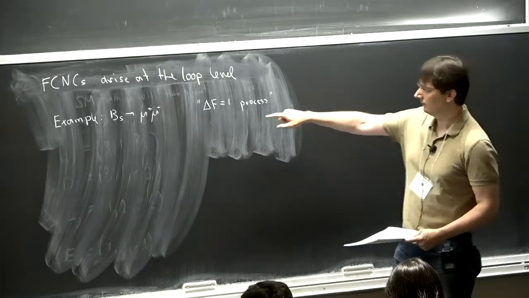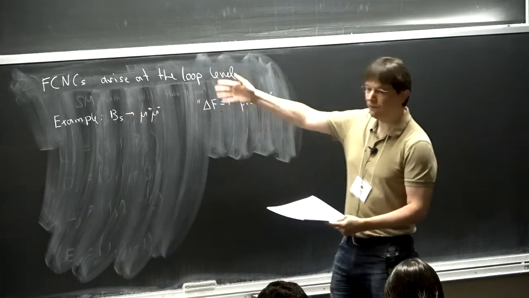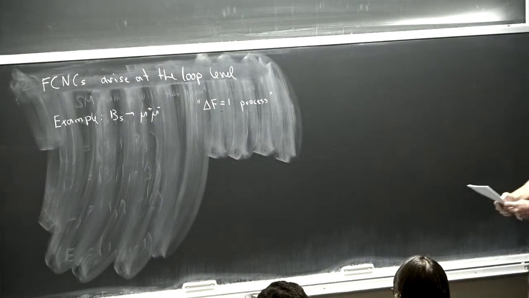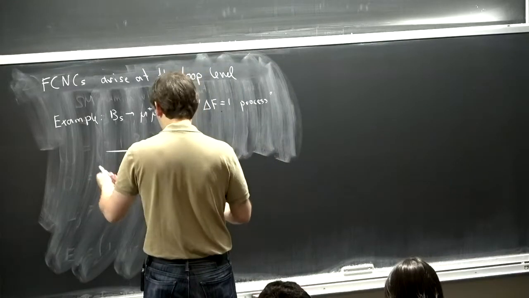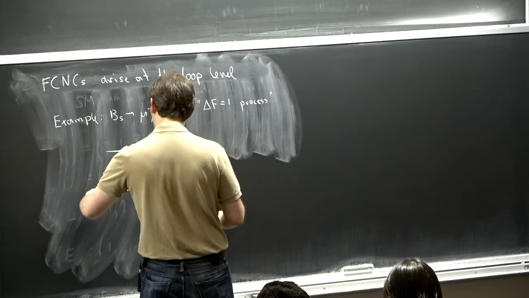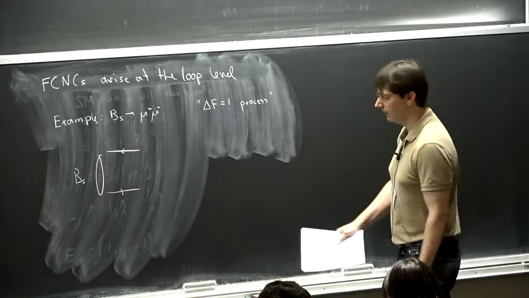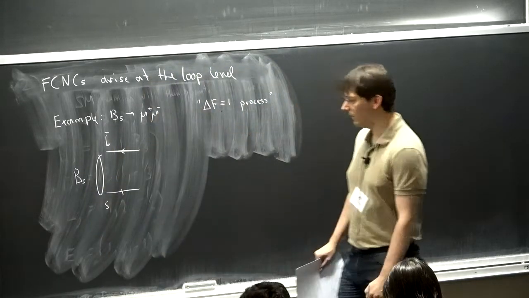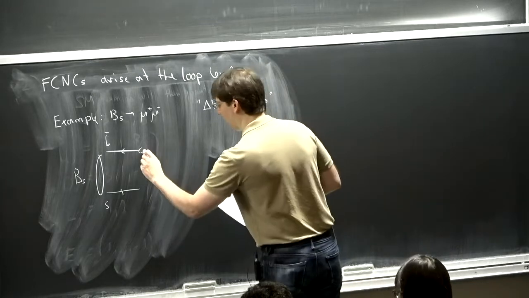And this delta F equals 1 refers to the B flavor changing by 1 unit into a strange. So if you draw a possible Feynman diagram of how such a process looks, we start out with our B sub S meson, which is a bound state of, as I said before, an anti-B quark and a strange quark. And we need to go to a mu plus mu minus pair. One way to do that would be the following.